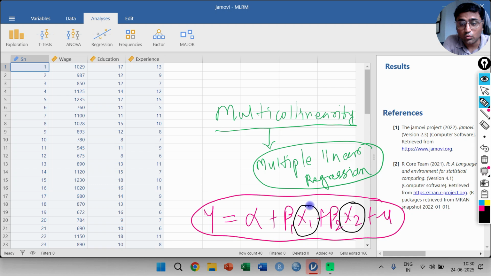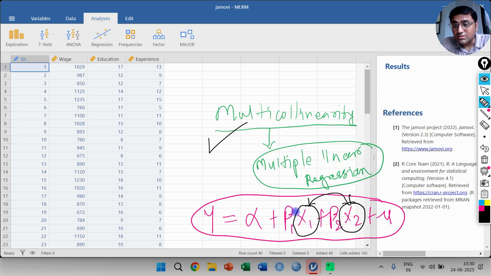Now if these two independent variables are correlated with each other, then we have the problem of multicollinearity, and therefore these regression coefficients are unstable. They don't give us the predictable outcome. They are no longer BLUE, best linear unbiased estimator.